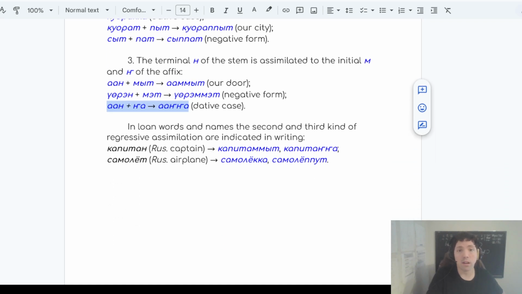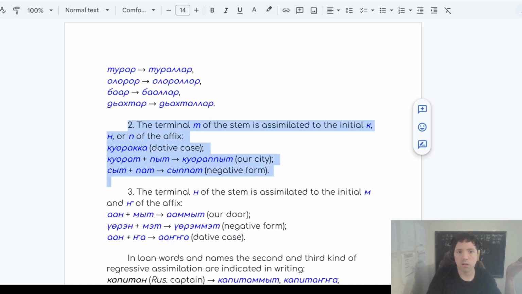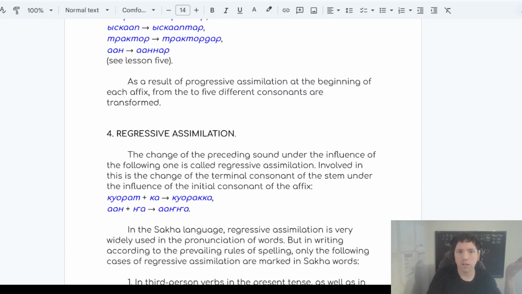In loan words and names, the second and third kind of regressive assimilation are indicated in writing. Second and third, so this one and this one. He's saying the first one doesn't indicate.